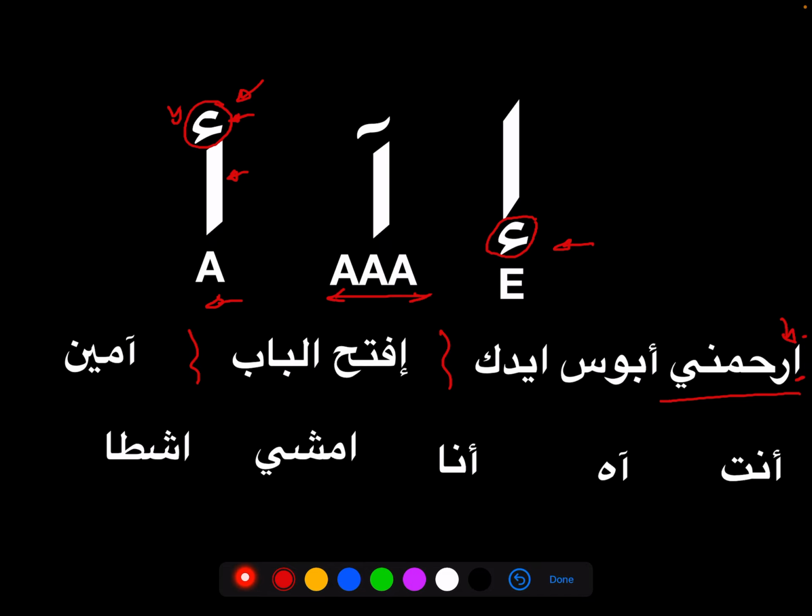So irhamni. Just try to spot the Aleph letter in these words yourself. The second word is abus idak. Irhamni starts with Aleph, and abus starts with Aleph as well. The third word is idak. It also starts with Aleph, but without Hamza or Madda. So it's just like a naked Aleph.